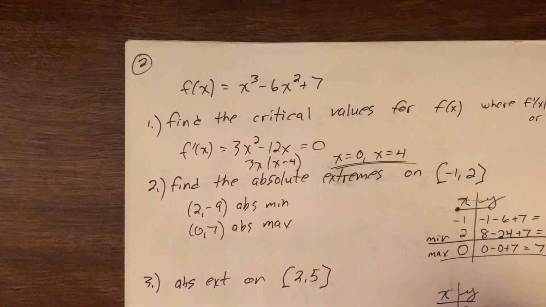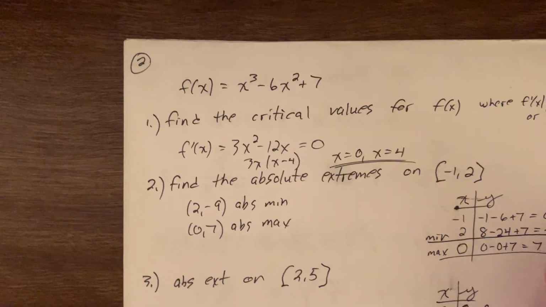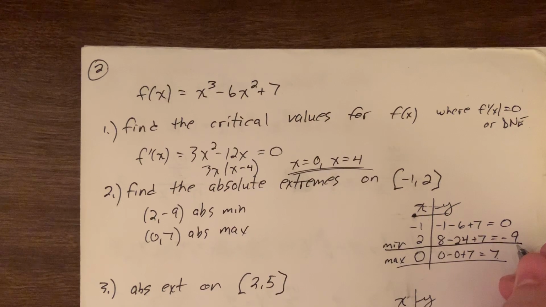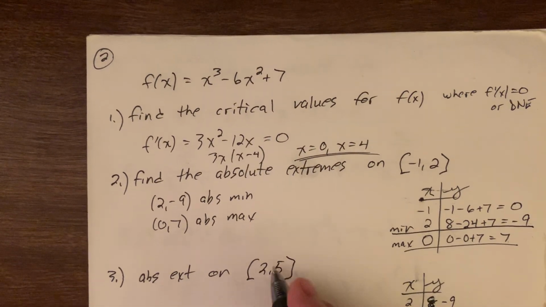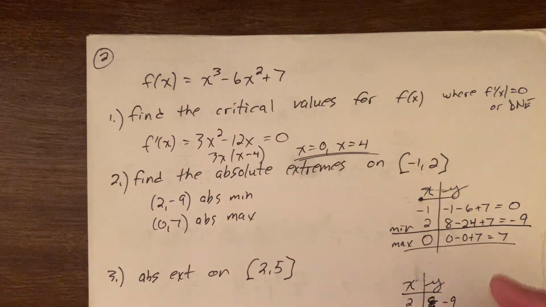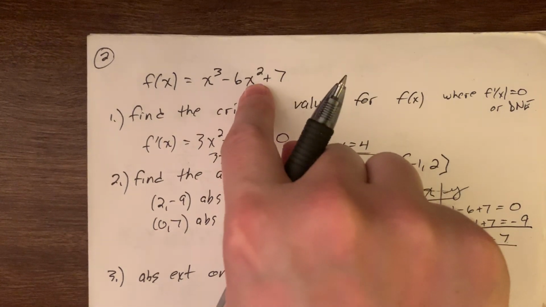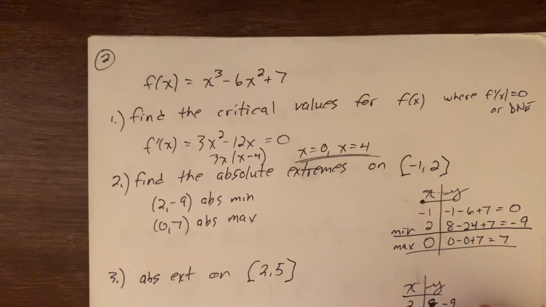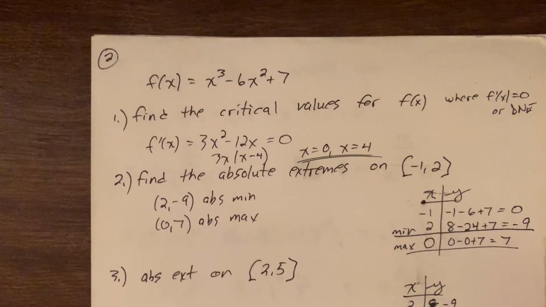2 cubed, I get 8. I already did this, right? We just did this up here, so we got minus 9, right? We just did this one moment ago. Notice minus 1 is no longer on my list. Minus 1 is not given as an endpoint. 5 is a new endpoint. I plug that in. Let's see, I get 125 minus 25 times 6 minus 150 plus 7. So we get negative 18.